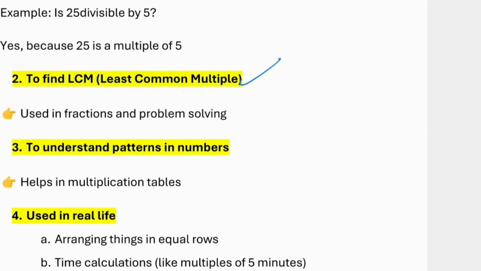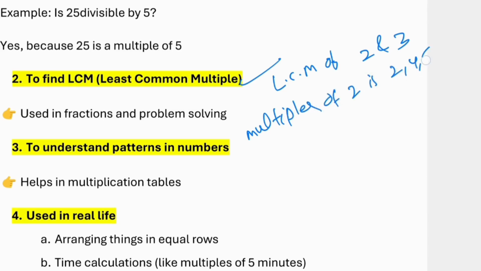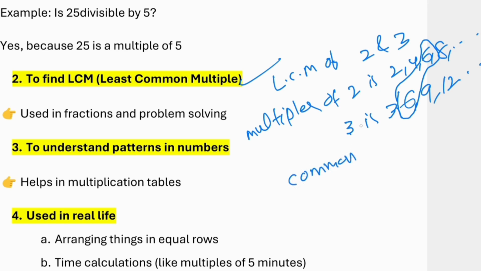And the next one, to find LCM. LCM means least common multiple. For example, LCM of 2 and 3. We can write multiples of 2 as 2, 4, 6, 8 and so on. And then multiples of 3 are 3, 6, 9, 12 and so on. Here we observe 6 is the common multiple of both 2 and 3. Therefore, the common multiple of 2 and 3 is 6, and this was the least multiple. Therefore, LCM of 2 and 3 is 6. Is it clear?